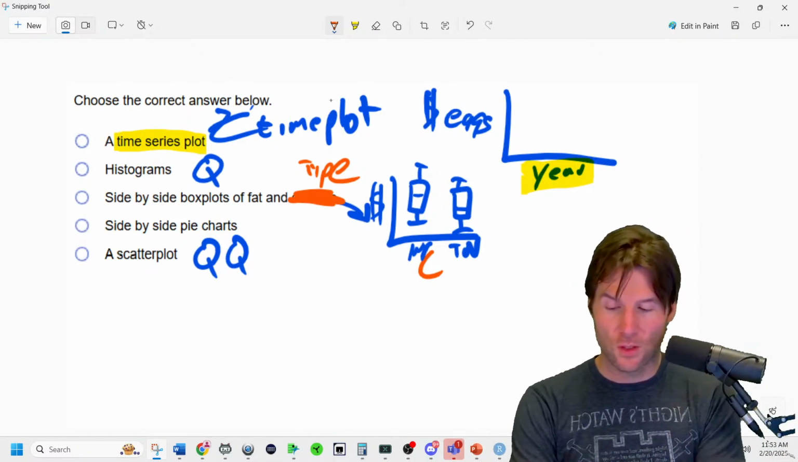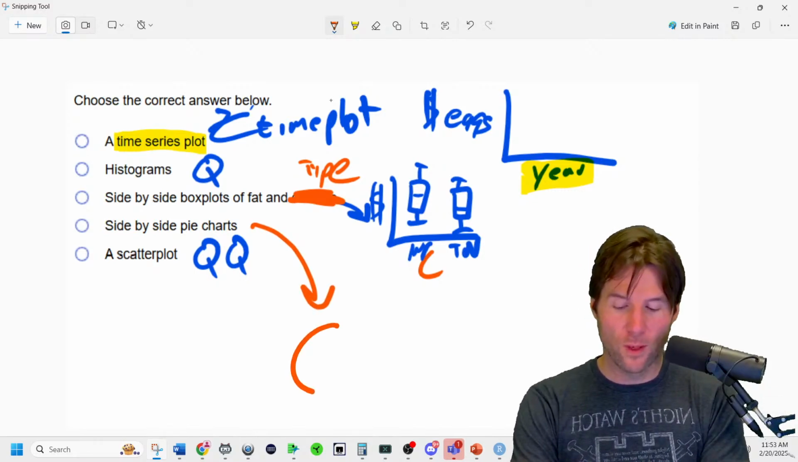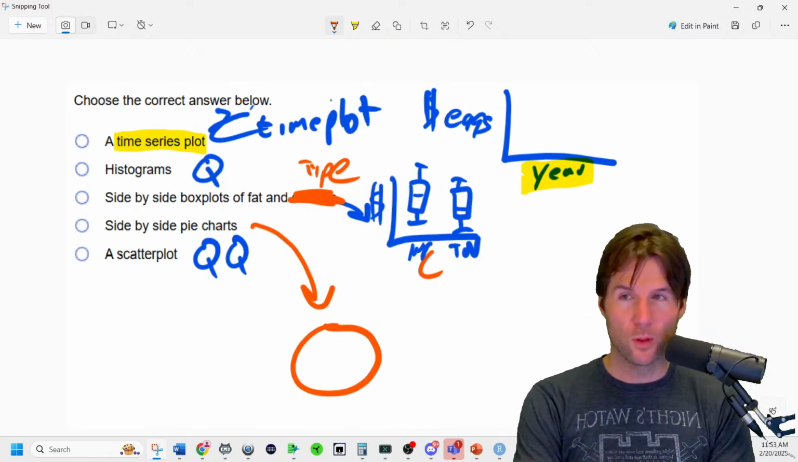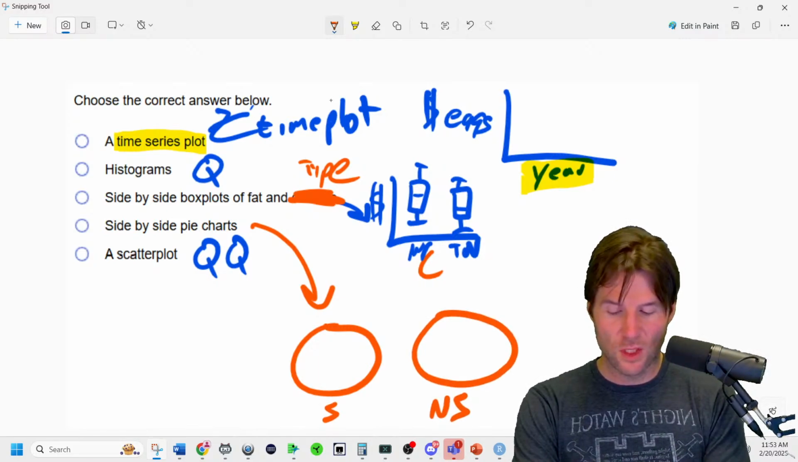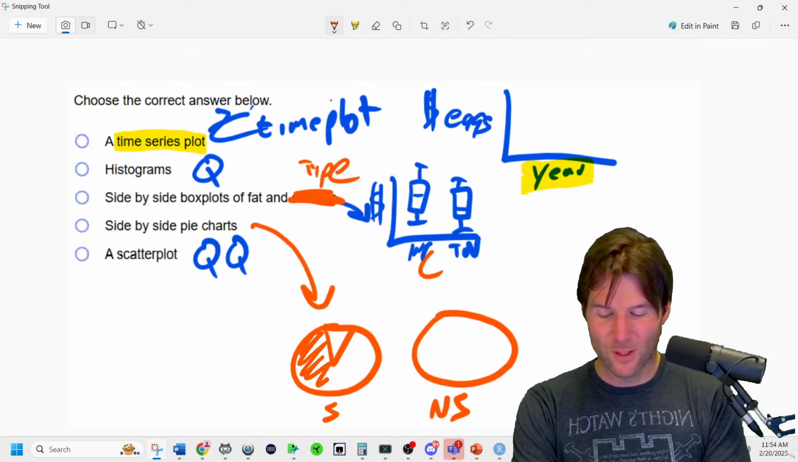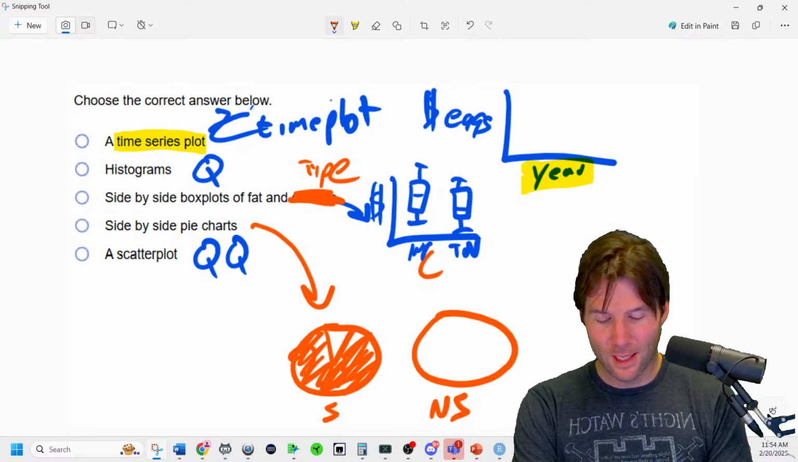Side-by-side pie charts is going to be something down here where you might compare what people put in their grocery cart, whether they are a student or not a student, and you could look at percent of snack foods bought maybe. So maybe the students are buying this much snack food. I don't know. I've not been a student for a while. And then the non-students are probably still buying some snack food.